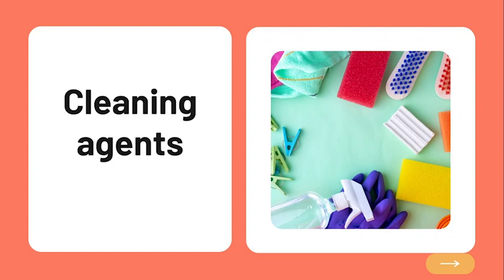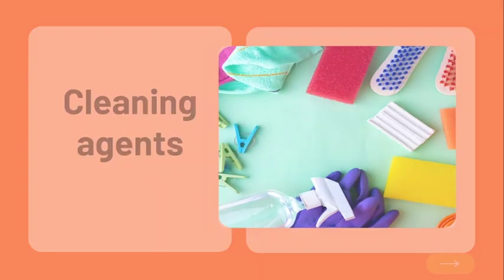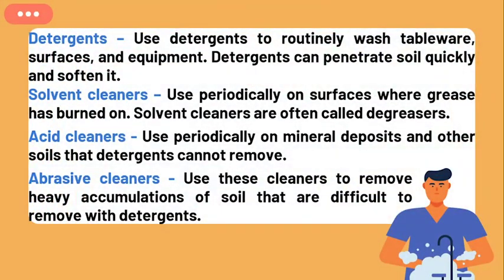Cleaning agents. Cleaning agents are divided into 4 categories. The first one is detergent. Use detergents to routinely wash tableware, surfaces, and equipment. Detergent can penetrate soil quickly and soften it.